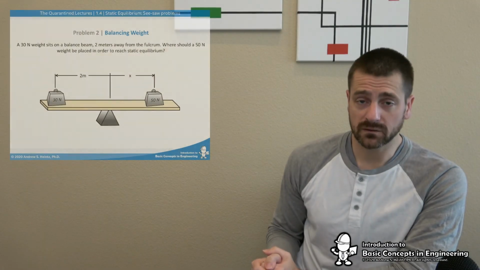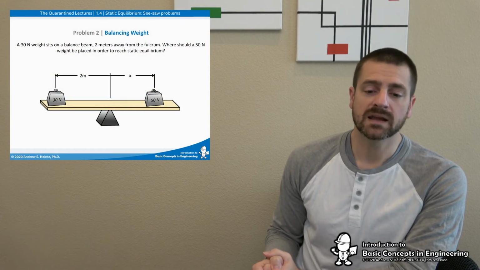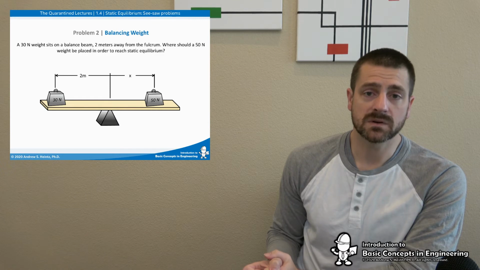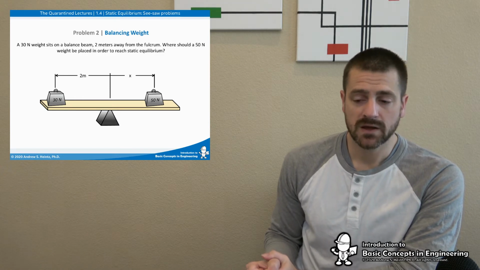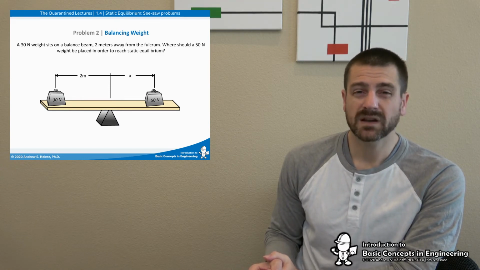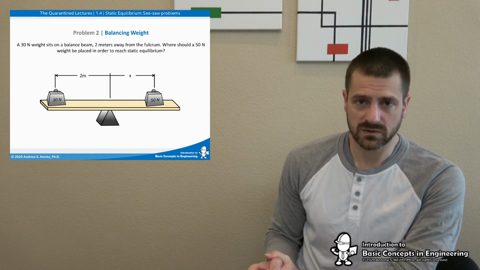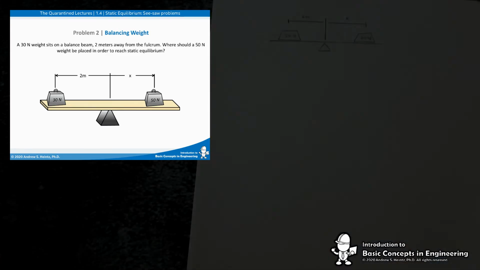The second problem we're going to look at today is balancing weight. A 30 Newton weight sits on a balance beam 2 meters away from the fulcrum. We now have a 50 Newton weight, but we need to know where it should be placed in order to reach static equilibrium.